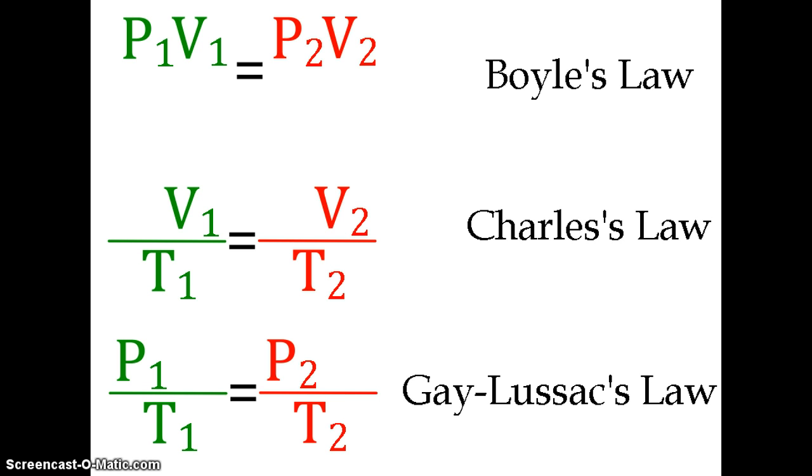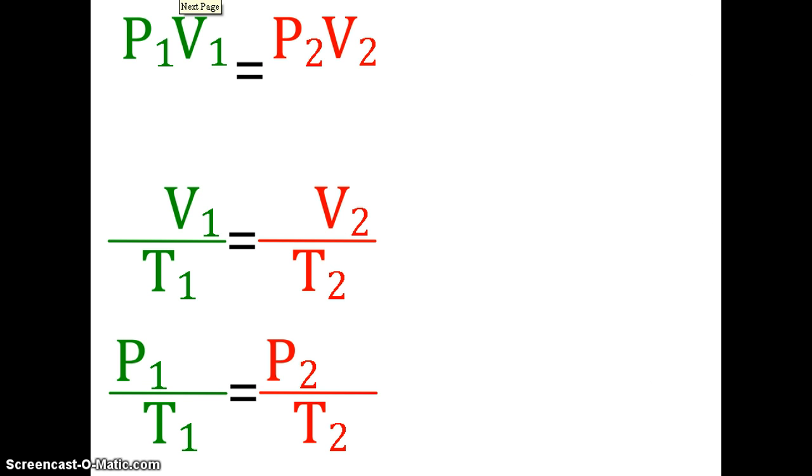Gay-Lussac's law is also a direct proportional relationship, this time between pressure and temperature, keeping volume the same. So the bottom two, Charles's and Gay-Lussac's, are directly proportional. The top one, Boyle's law, is inversely proportional. As one goes up, the other goes down. But we said that we can combine things, and the combination is very simple.